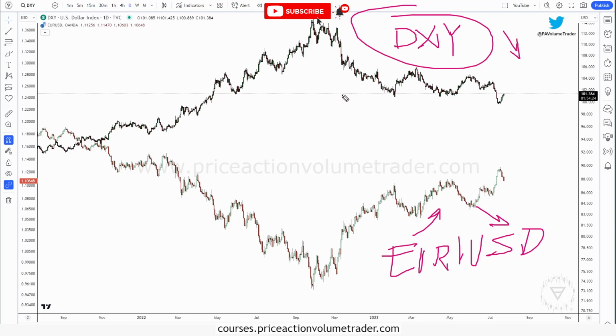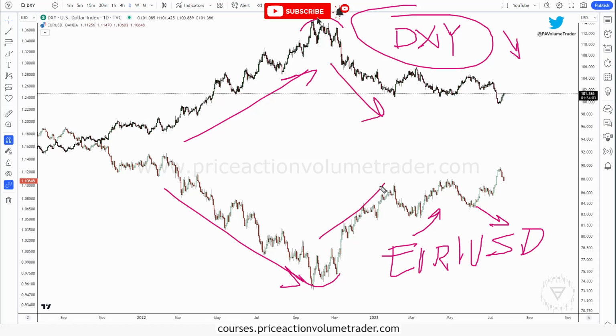So you can see right here how in November 2022 we had a big high on the dollar index and a big low on the euro dollar. Here the dollar index goes up, euro goes down; the dollar index then goes down, euro dollar goes up. And that's because again we have a relationship of euro against the US dollar.